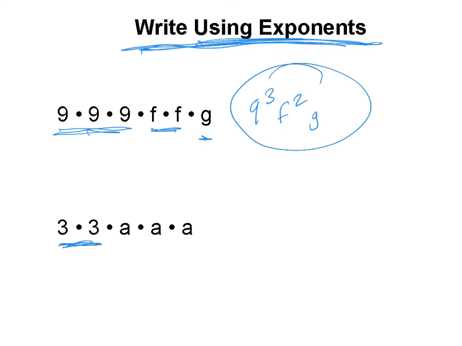Same thing on this next one. Notice we have 2 3's, so 3 squared, right? We have 3 a's, a to the third power. That means the same thing as 3 times 3, a times a times a. So that's writing it using exponents.